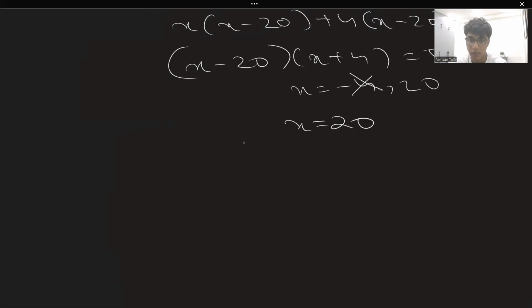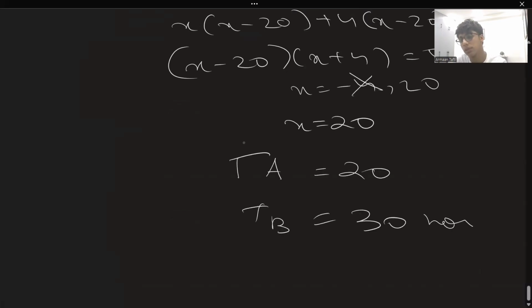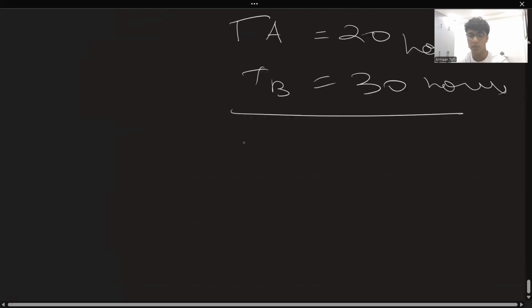So x is equal to 20. So pipe A will fill in 20 hours and the time for B will be equal to 30 hours. And there we go. That is our answer.